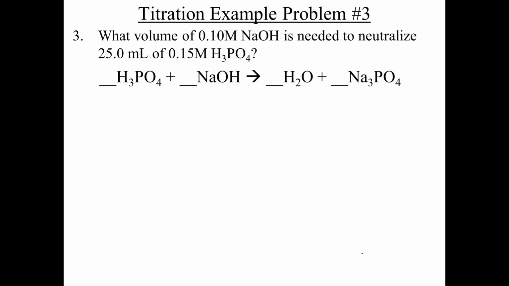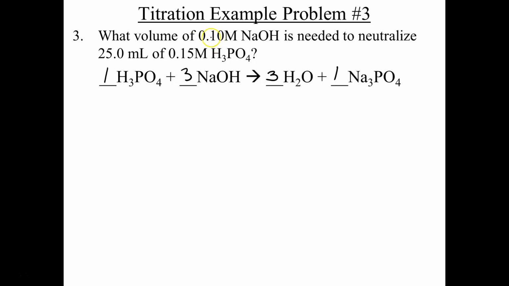So example 3, last one we'll do, says what volume of 0.1 molar NaOH is needed to neutralize 25 mils of 0.15 molar phosphoric acid. So again, I have the equation for you on the screen. Let's go ahead and balance that. And it looks like we need a 3 here. Okay, yep, that'll work. Okay, let's fill in our data like we have in the past.